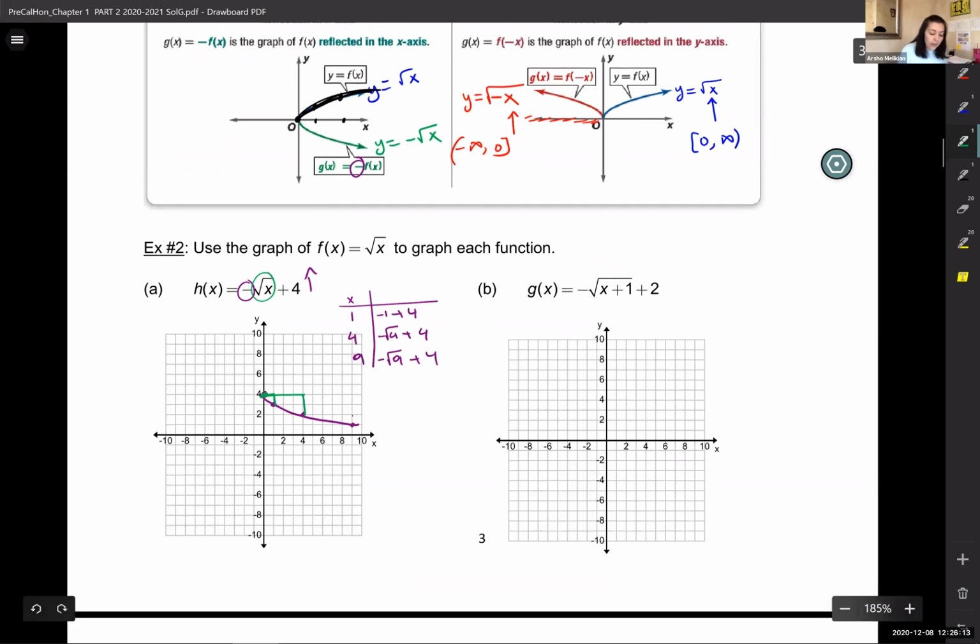Okay? So here, this graph moves to the left 1 and up 2. So left 1 and up 2, that's here.